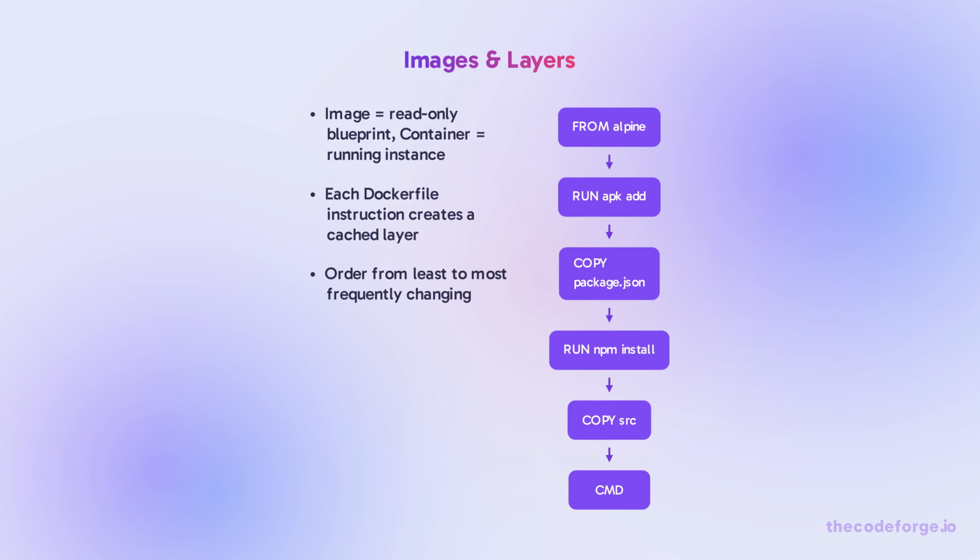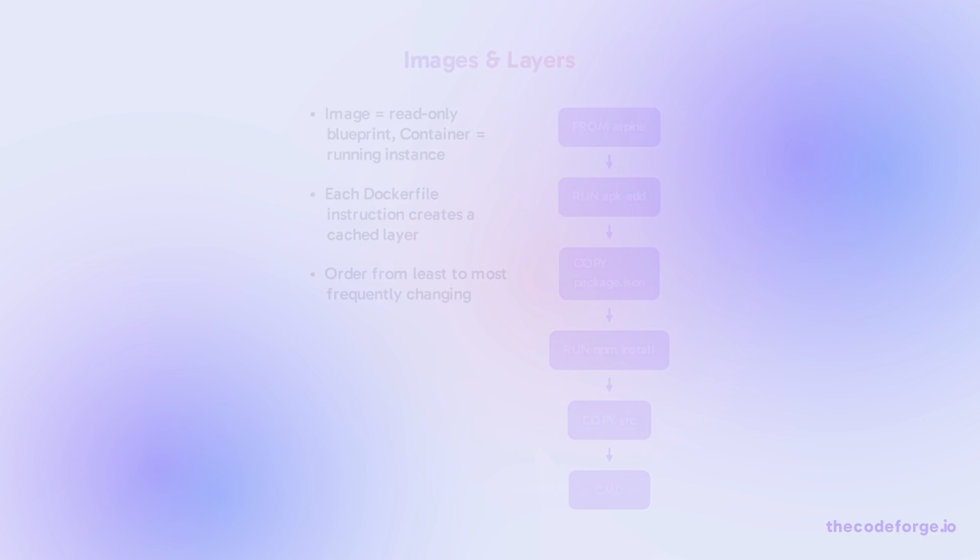Docker images are built in layers. Each instruction creates a new layer. Docker caches these layers aggressively. Order your Dockerfile so that the most stable instructions come first.